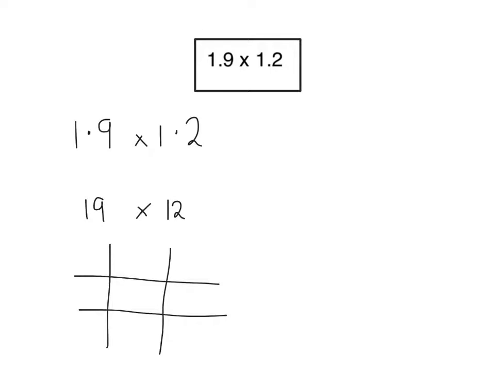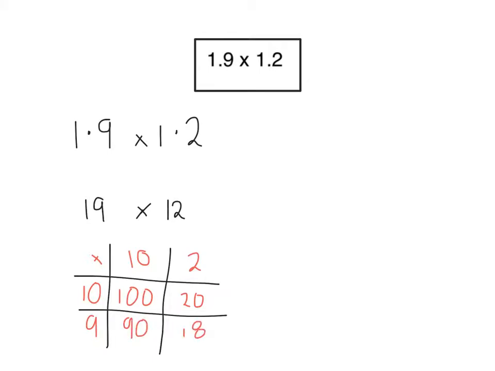So we've got 19, which is 10 and 9, times 12, which is 10 and 2. 10 times 10 is 100. 10 times 2 is 20. 10 times 9 is 90. And 9 times 2 is 18.